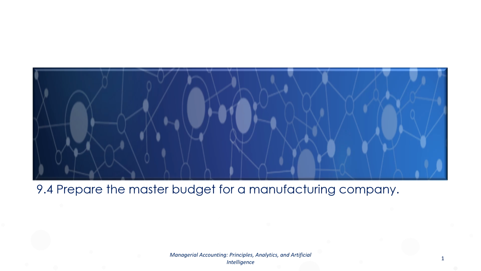Now let's go into learning objective 9.4 and prepare a master budget for a manufacturing company. A manufacturing company must budget not only for sales but also for production and inventory needs. This requires careful planning for raw materials, labor, overhead, and finished goods inventory. We will now walk through each component of the master budget step by step.